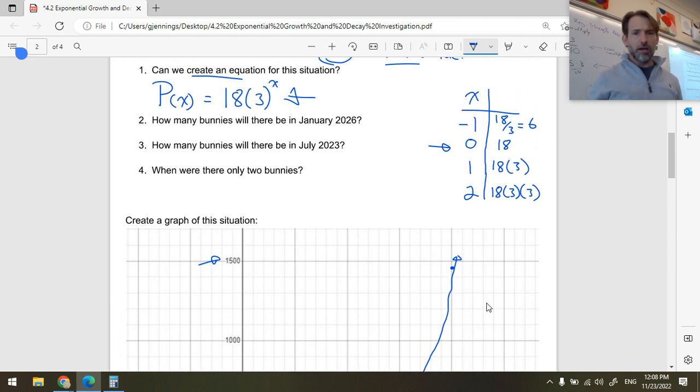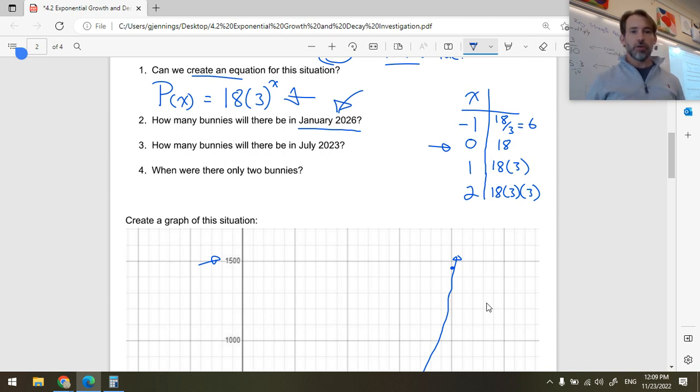And in this case, we can use this to see how many bunnies there will be in January 2026. Would you use your graph, your table, or your equation to solve this type of problem? You could use your equation. All are good tools to use. If I was building the table, I would probably be using an equation to build the table anyway. So, how would we use our equation to solve this question? How many bunnies in January 2026? If 2022 is year zero, what year is that? That'd be year 4, so 18 times 3 to the 4.